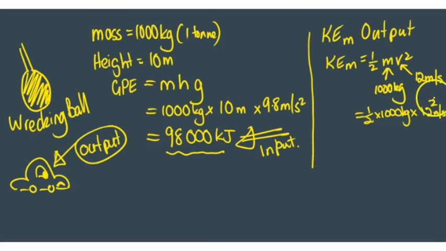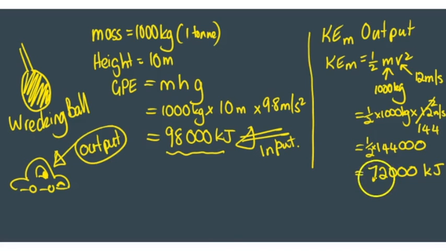12 12s, you know your multiplication tables, are 144. So let's do this. We've got 144 times 1,000. Half of 144 times 1,000 is half of 144,000. Half of that, 72,000 kilojoules. So if they said we needed a minimum of, say, 60,000 kilojoules to squish the car, that means we've got enough energy there to definitely squish it.